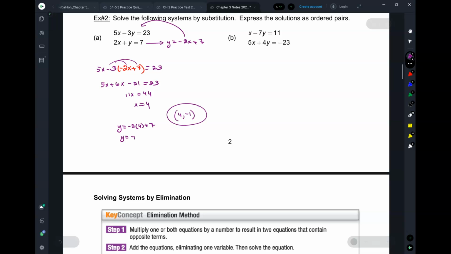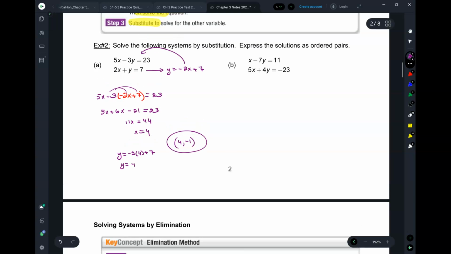All right? Okay. What about the next one? What are we going to do first? You're going to solve the first part and then substitute it. Solve for x. So x is 7y plus 11. Substitute it into the other one. So 5 times 7y plus 11, plus 4y. Don't you love these? I can do these all day.